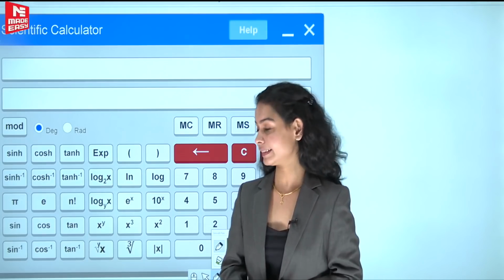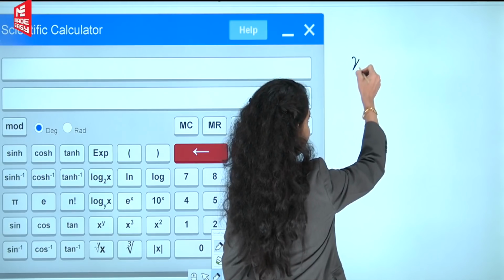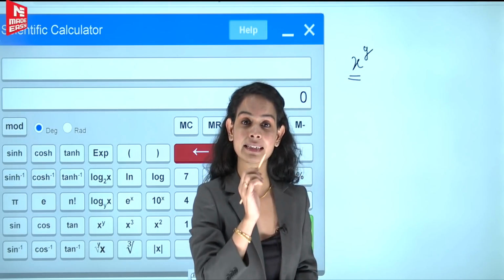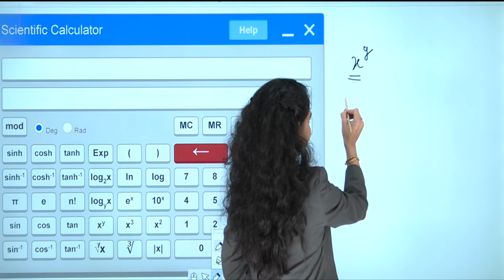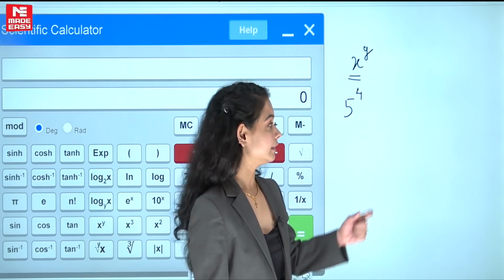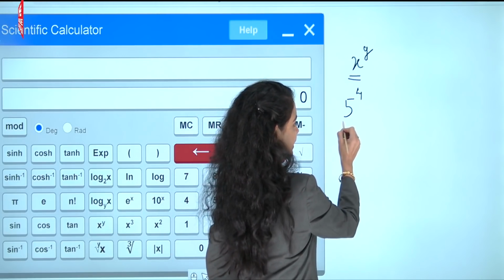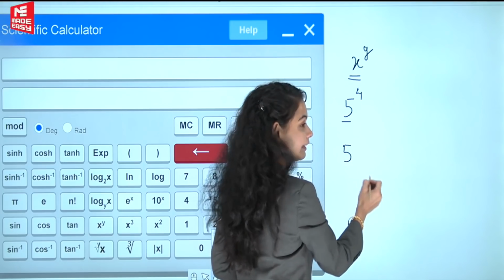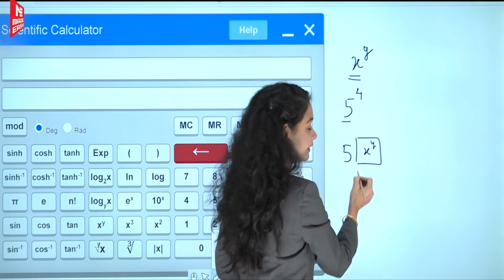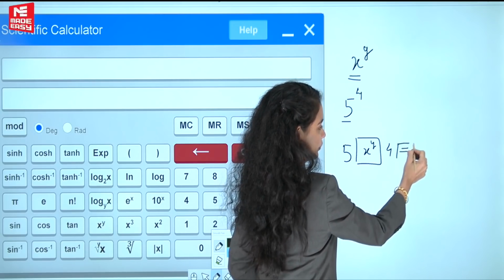So next function that we will see is x to the power of y. So to calculate this, again the algorithm will be same. First you have to enter the value of x, then the function tab and then the y value. For example, let us say we need to calculate 5 to the power of 4. So here what is the value of x? X is equals to 5. So first you have to enter the value of x. So first enter 5, then the function tab that is x to the power of y and then the y value which is 4 here. So 4 and then press equal to.